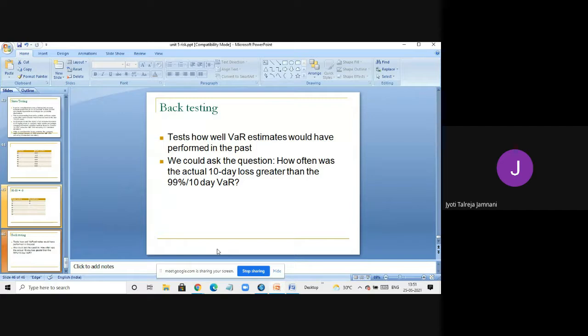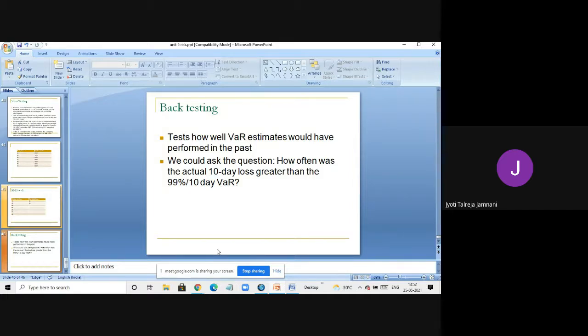When I check that, I basically do back testing. So test how well value at risk estimates would have performed in the past. We could ask the question, how often was the actual 10-day loss greater than the 99% 10-day value at risk? So you calculated value at risk and you got to know this is the maximum loss that I can have. Now you need to check how often you had the same loss or it was more than that loss.